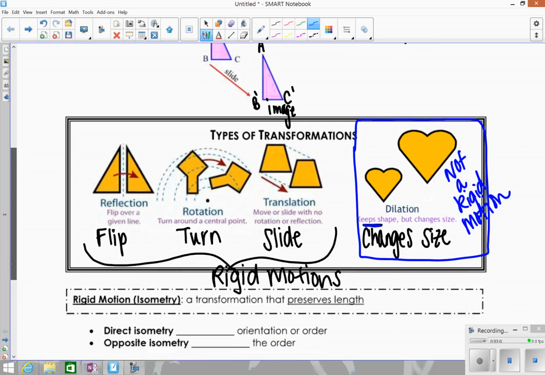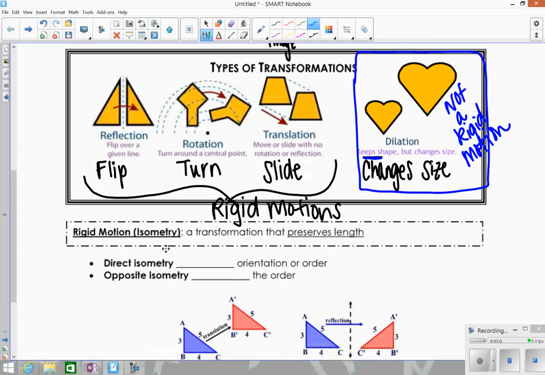Now, if you look down here, another name for rigid motion is an isometry. So when we talk about an isometry, it means that it's staying the same shape and it's staying the same size after you perform a transformation. So rigid motion, isometry go hand in hand. So you have to just know isometries are reflections, rotations, and translations. Dilations are not isometries, not rigid motions as well. So it means it's a transformation that preserves length, or keeps the same shape and the same size. So when we say it preserves length, it means it's staying exactly the same.